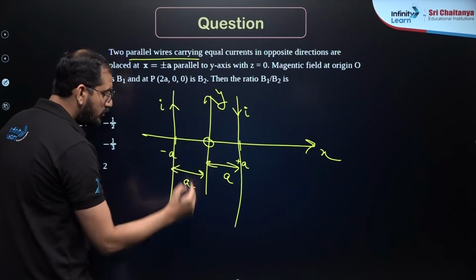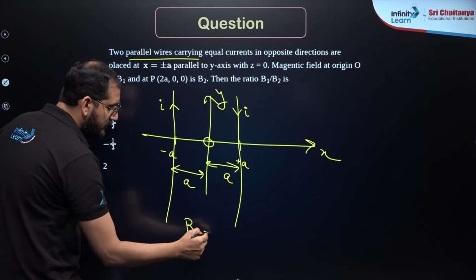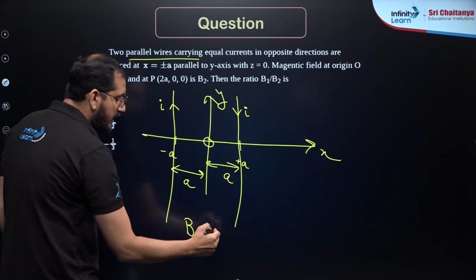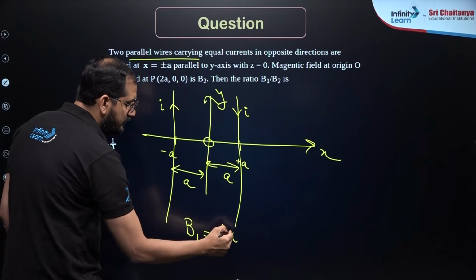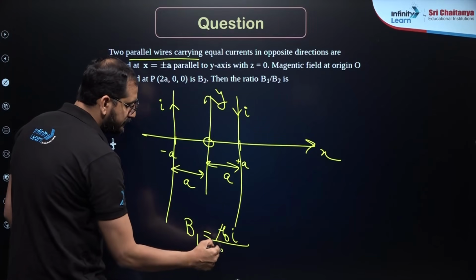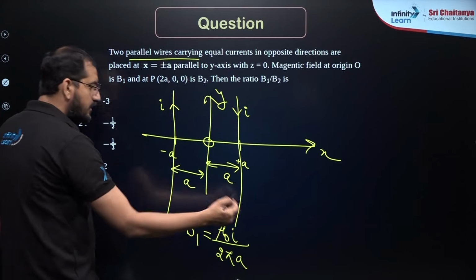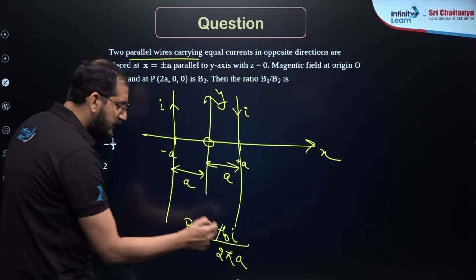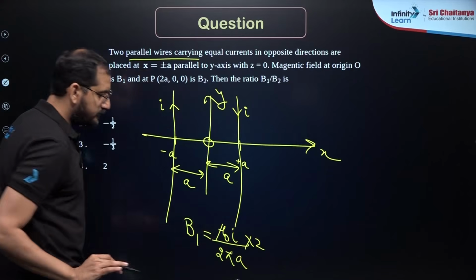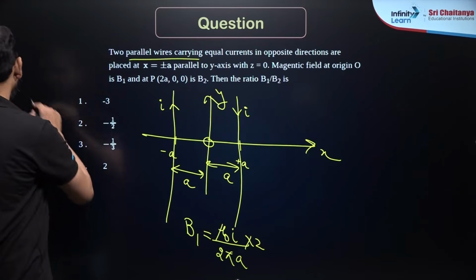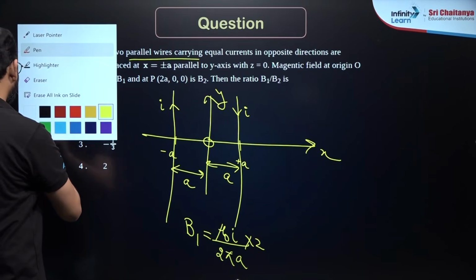If the contribution is going to add up, I have to write down B1 as the contribution from this wire, mu naught I divided by 2 pi, and the distance is A, plus the contribution from this wire which is identical. So let's just multiply this by 2. This is B1. Now let's check our another point.